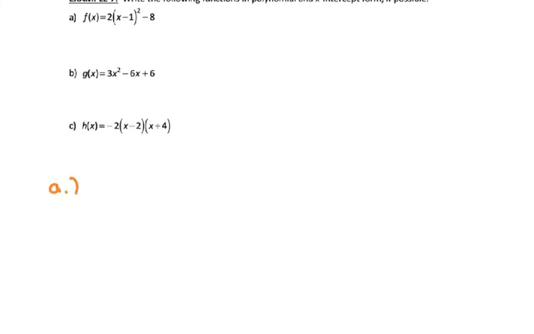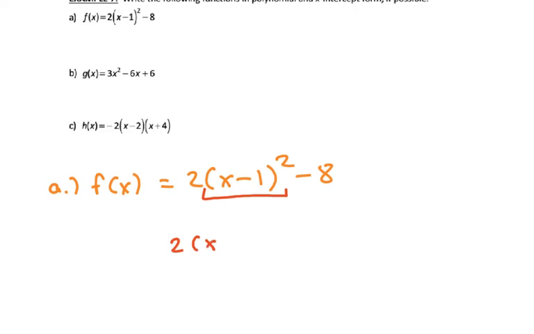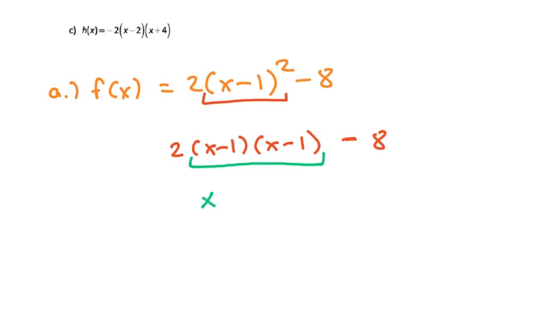a: f of x equals 2 times (x minus 1) squared minus 8. So we're going to expand this out. This is going to be 2 times (x minus 1) times (x minus 1). If you're thinking to yourself, well, I want to distribute first, the reason why we don't distribute first is PEMDAS: we have to do exponents before we multiply. So this is going to look like so. Now we're going to multiply. The order is up to you, but I like to go ahead and FOIL this out.